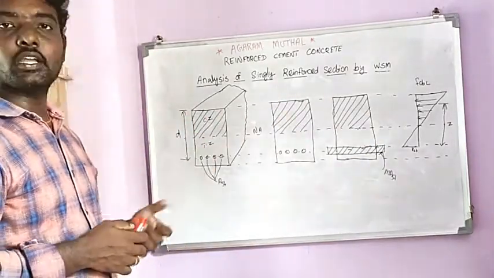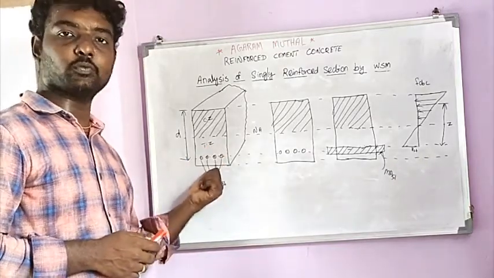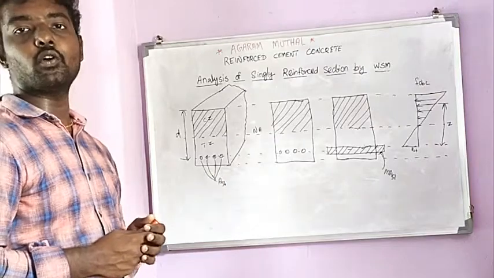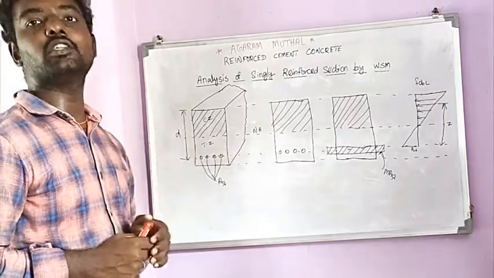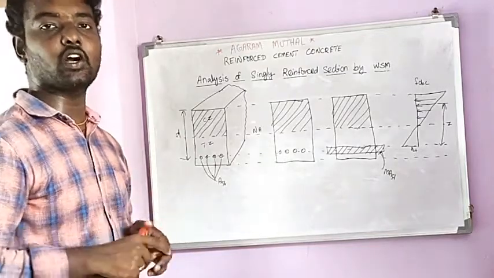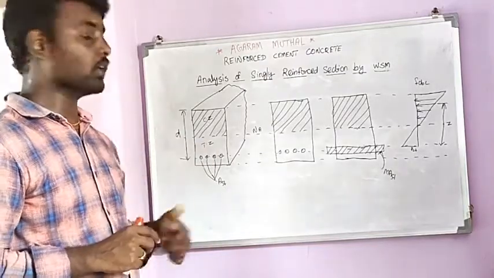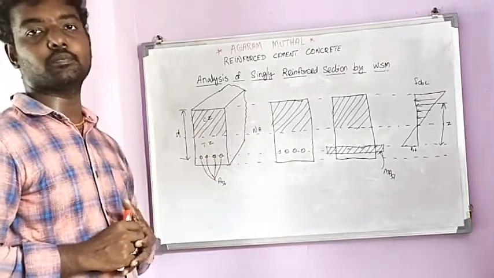And here in the tension zone only the reinforcement part is considered. There is no concrete in the tension zone, which is our assumption. So we have to neglect the weight of the concrete in the tension zone. We only consider the area of the steel in the tension zone part.